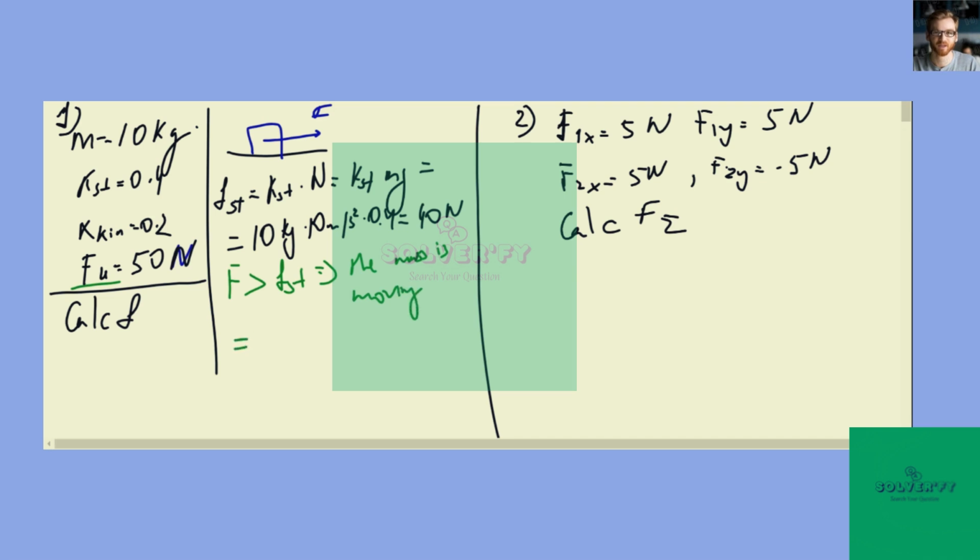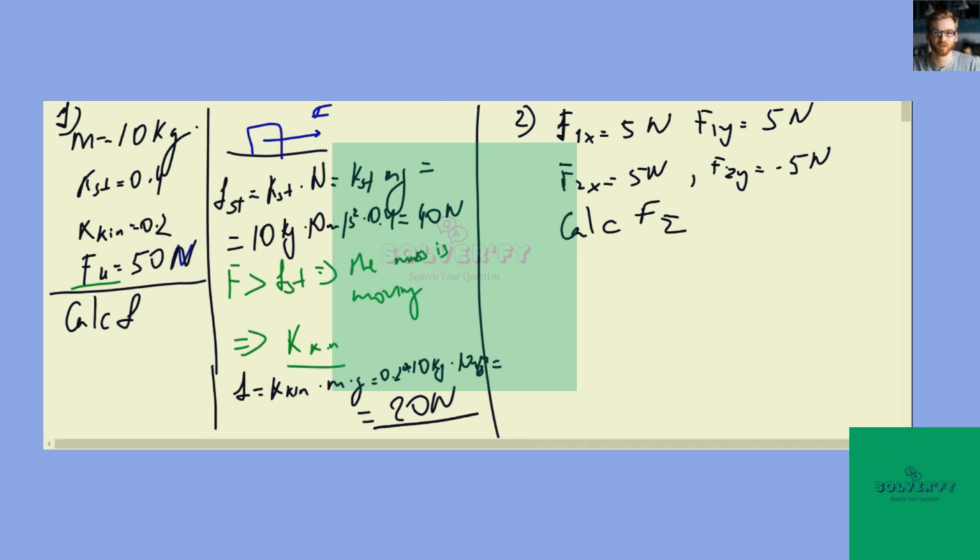Then we have to use the coefficient of kinetic friction instead of the coefficient of static friction. So therefore the friction force which is acting in this case equals the kinetic coefficient of friction times m times g, or it is 0.2 times 10 kilograms times 10 meters per second squared, which equals 20 newtons. So that's the answer to question 1.